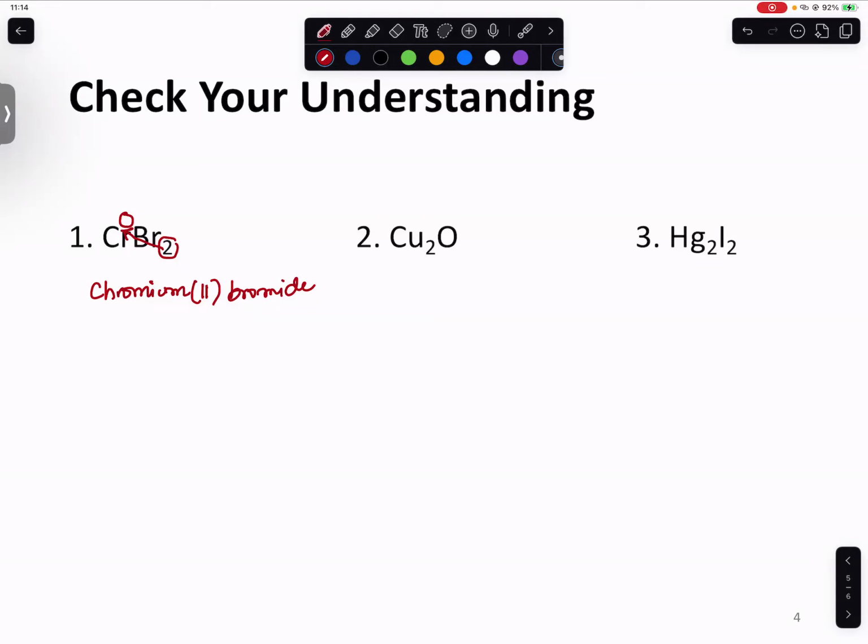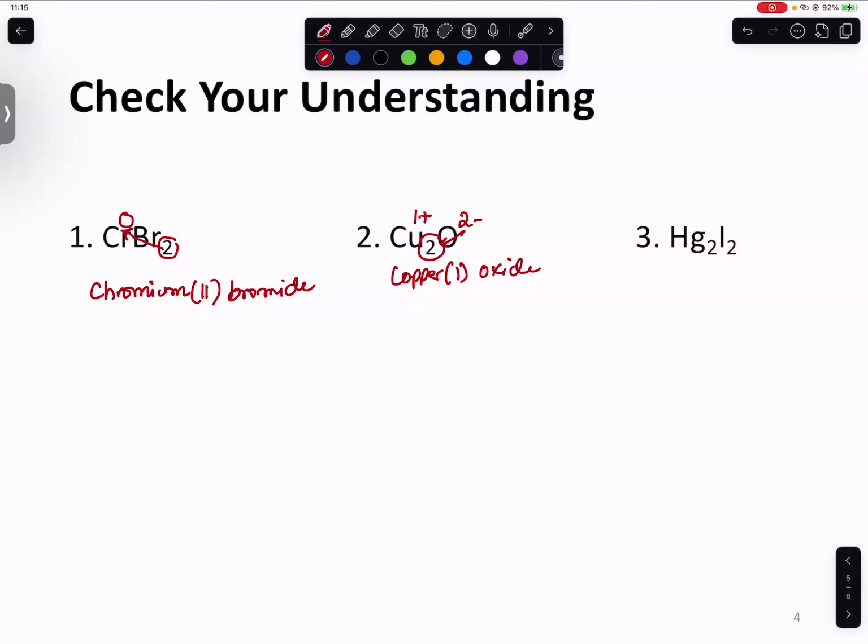Now, how about Cu2O? Here we have copper. In this case, remember, oxygen or oxide has a 2-, and from the crisscross method, the charge becomes the subscript. So in this case, this must be a 1+. So it becomes copper(I) oxide.